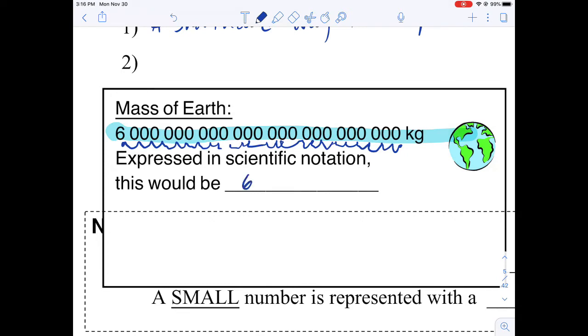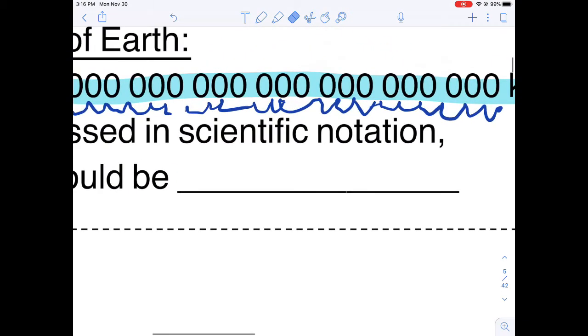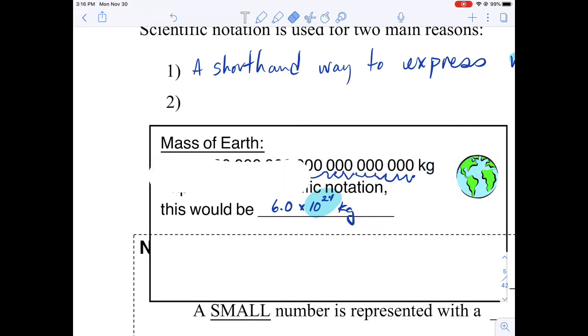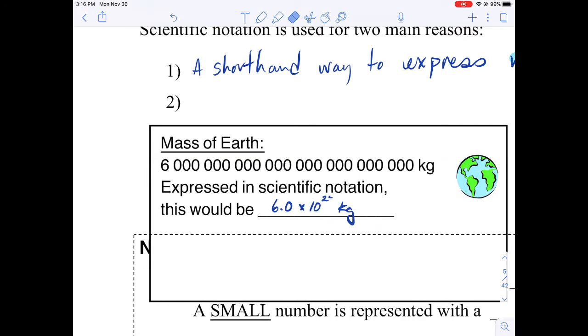So this would be 6.0 times 10 to the 24 kilograms. That's a bit messy. Let me rewrite that because this is really important. It's going to be 6.0 times 10 to the 24 kilograms. And this times 10 to the 24 represents all of these zeros that we've got here, right? These zeros, there are 24 of them, and we've moved the decimal place over that many times. So 6.0 times 10 to the 24 kilograms, this is a massive number, right?